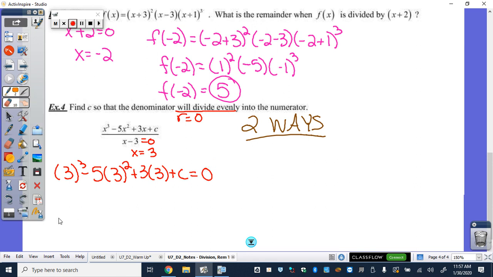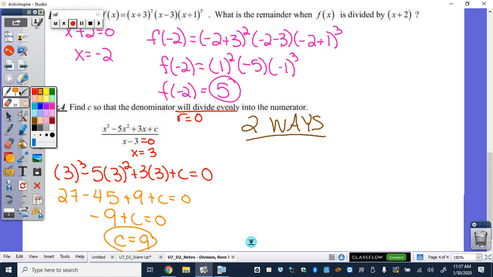So let's see here. 3 cubed, 3 squared times 5, 45. Plus c equals 0. So 27 minus 45 plus 9. What does that give us? -9. So -9 plus c equals 0. So c equals 9. So if c is a 9, we have no remainder.